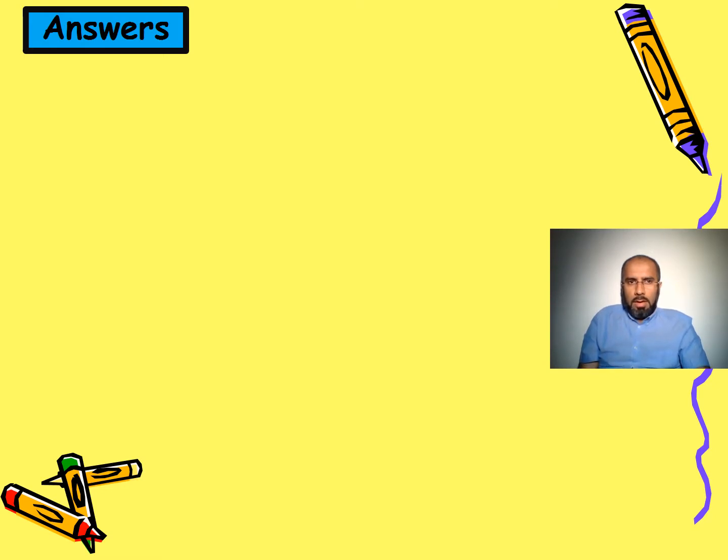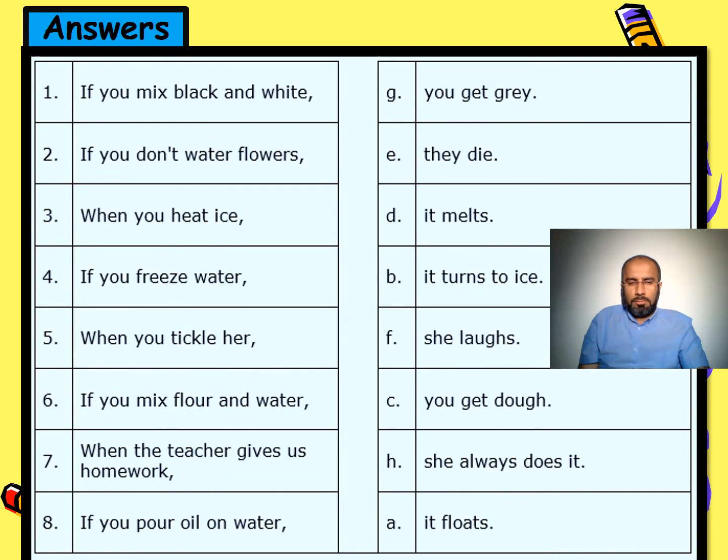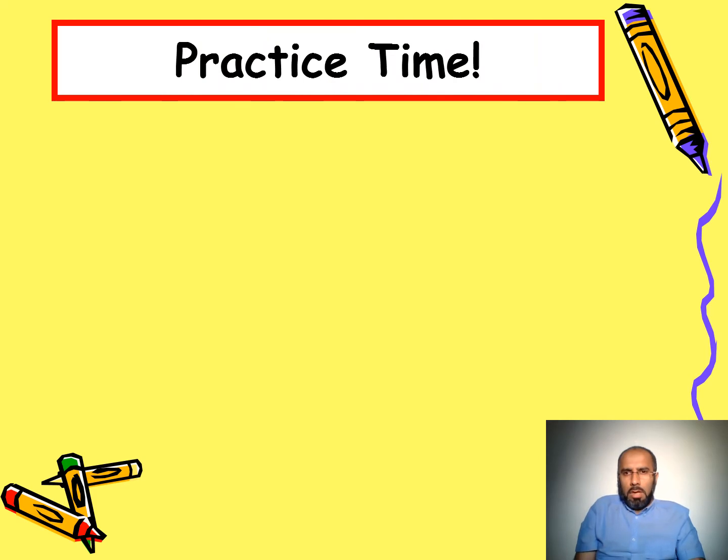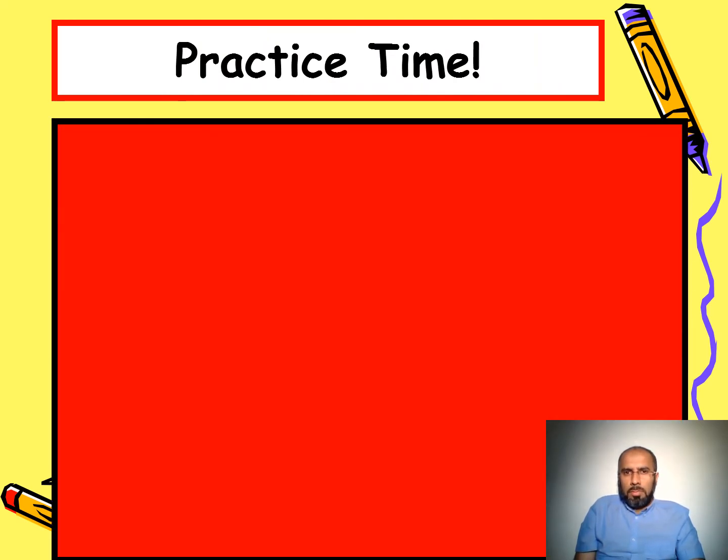Okay, so welcome back. You've got the answers here. You can see the first one. If you mix black and white, you get gray. If you don't water flowers, they die. When you heat ice, it melts. So these are all the things which are generally true, or they are universal facts or truths. Okay, let's do some more practice.